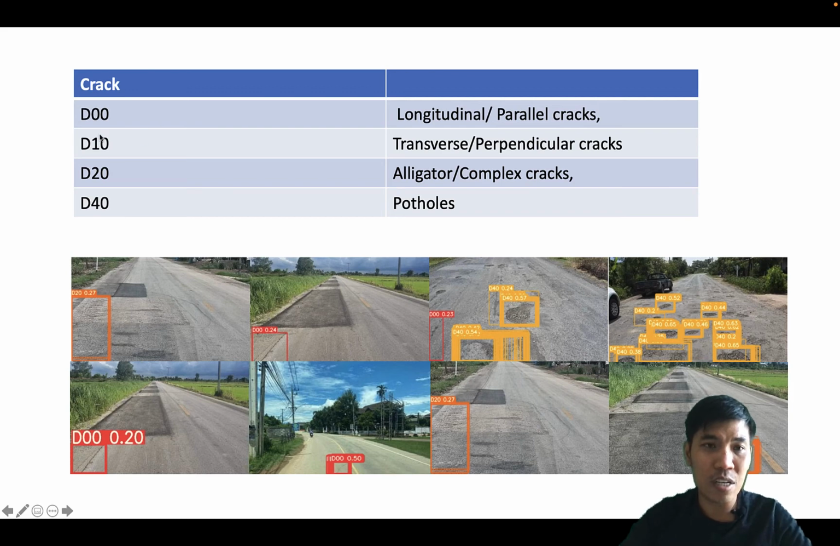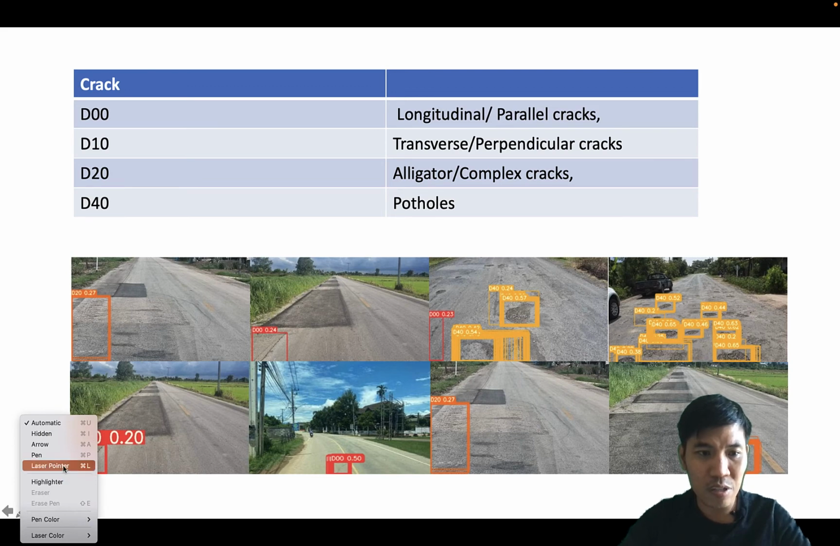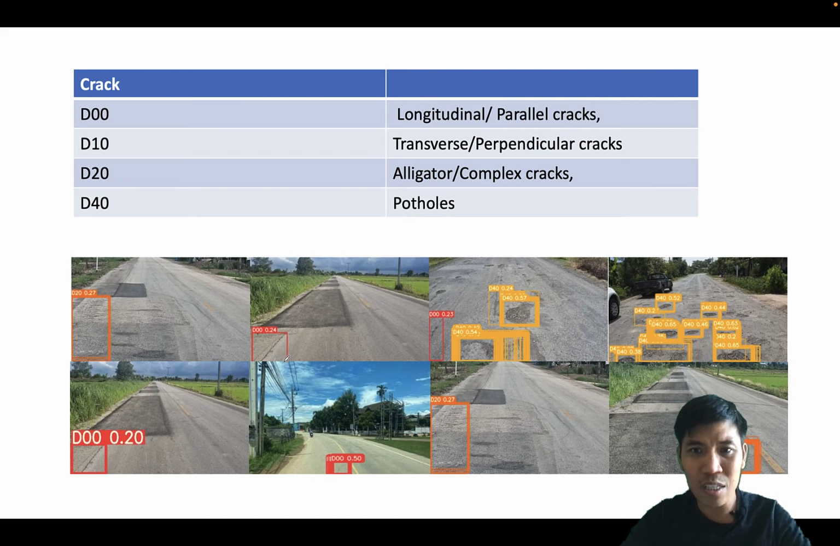And this one, D00 is the longitudinal crack here, and D10 is the transverse crack. Transverse crack is on the other way. This one D20 is the alligator crack here, and D40 is the pothole. Pothole should be around here. Pothole. It might be nice if you can detect it.